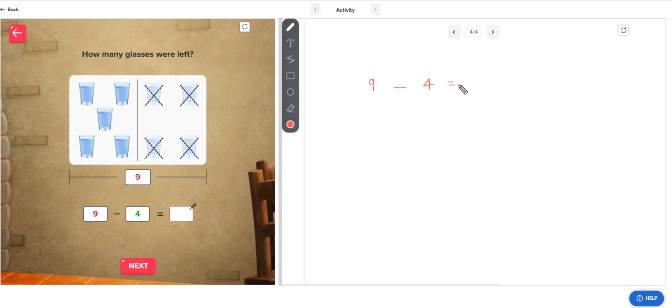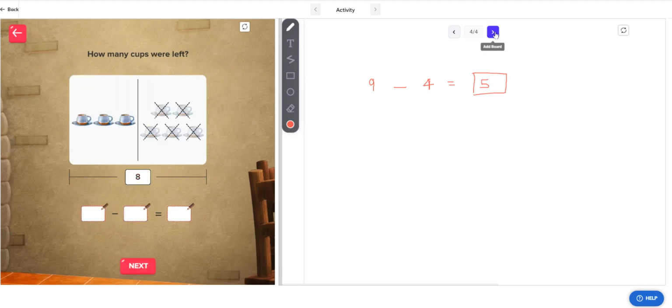Since Jane took away 4 of them, you have to cross out 4 glasses. See, 1, 2, 3 and 4, right? And how many glasses are left? 1, 2, 3, 4 and 5. So 9 minus 4 basically gives me how much? It gives me 5. Okay? Awesome work. Let's try the next one.